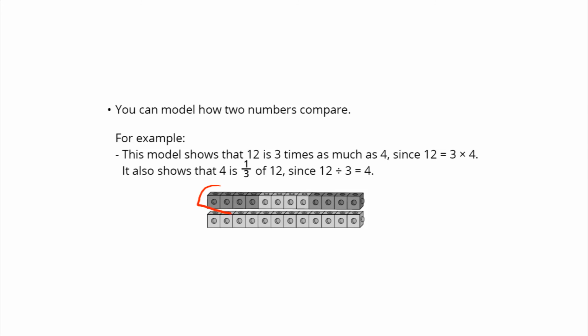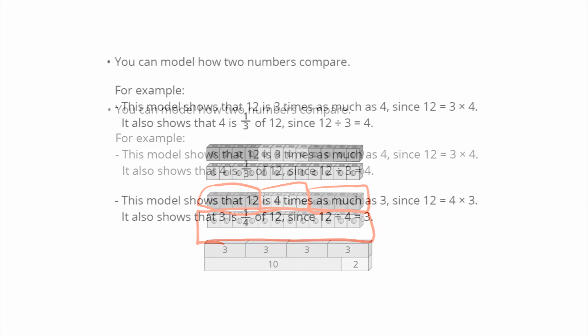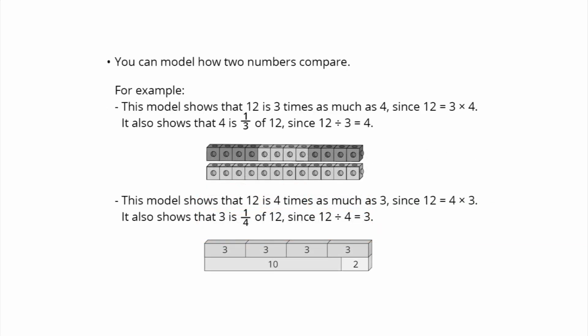So that's being illustrated here with the blocks, as you've got 3 groups of 4, and that's equal to, obviously, the group of 12 blocks below. This model shows that 12 is 4 times as much as 3, since 12 is equal to 4 times 3. It also shows that 3 is 1/4 of 12, since 12 divided by 4 is 3. So in this diagram, you can see that the 12 has been broken up into blocks of 3 this time.